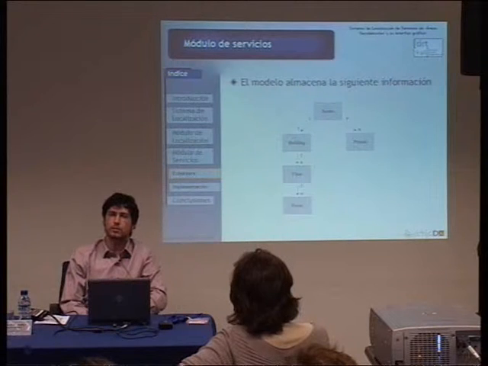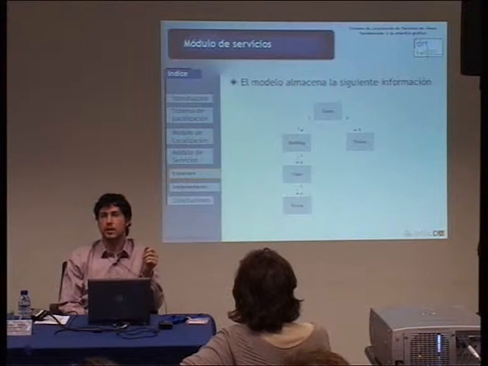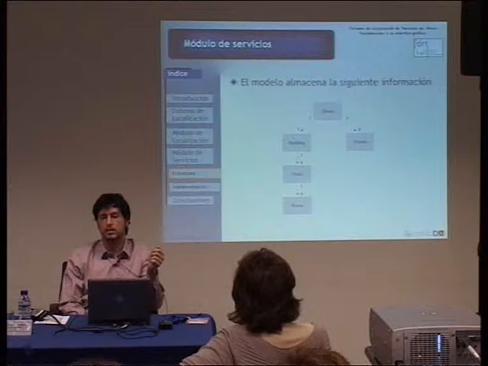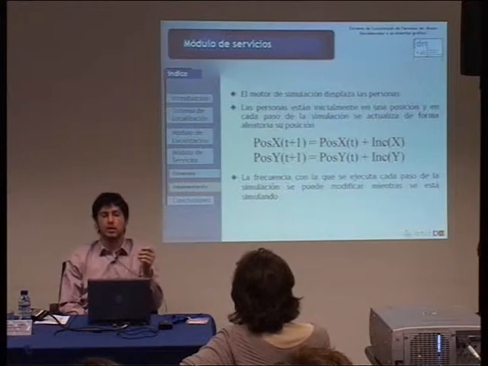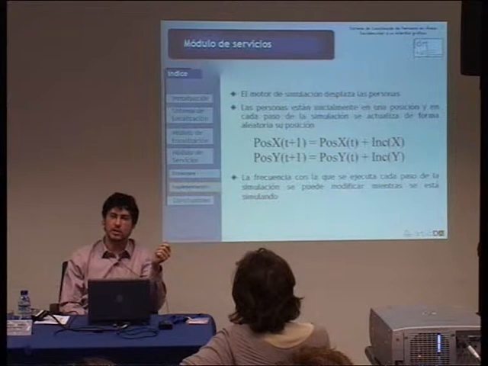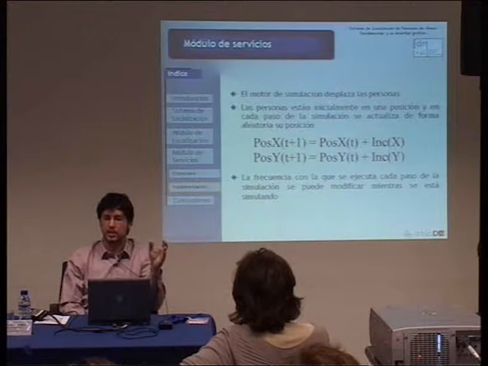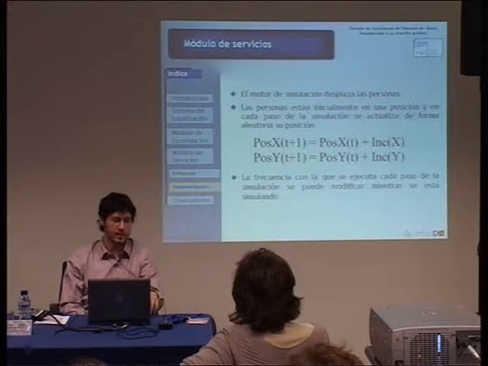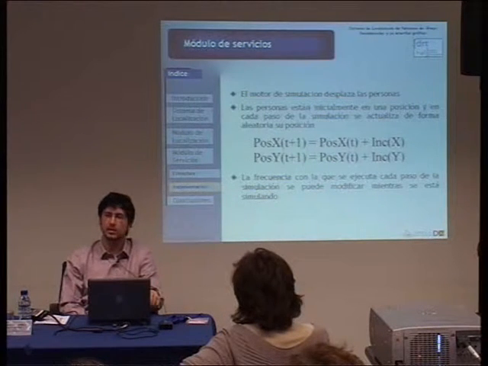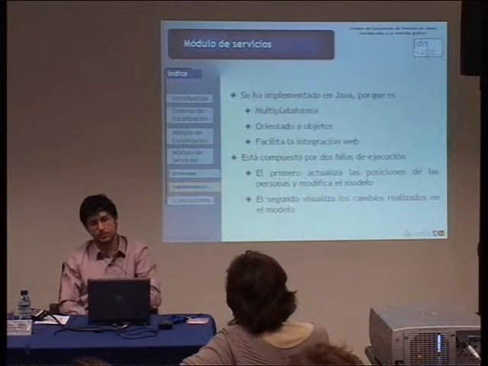Now, this model stores information in the following way. One scene is made up by people, building, all the stories of the building in each one of the rooms that story or floor contains. How do we implement this? The simulation engine moves people around. It starts in a given position, and at each step of the simulation, the position is being updated randomly. This can be modified while the simulation is on.